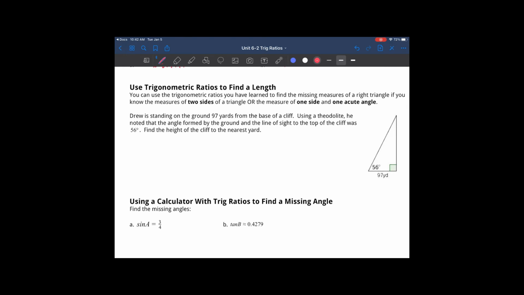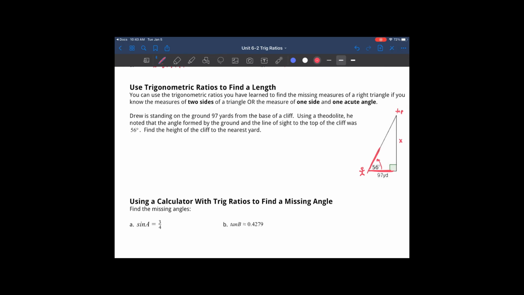So here's the word problem. Drew is standing on the ground 97 yards from the base of a cliff. So that means Drew is standing over here. Using a theodolite, he noted that the angle formed by the ground and the line of sight to the top of the cliff. Okay, this is the top of the cliff. So he noted that this angle was 56 degrees. Find the height of the cliff. So find the missing height of the cliff. Let's call that x.